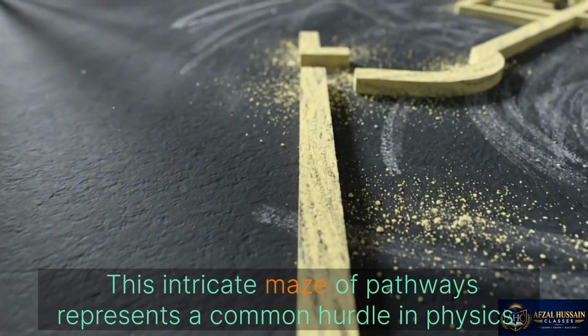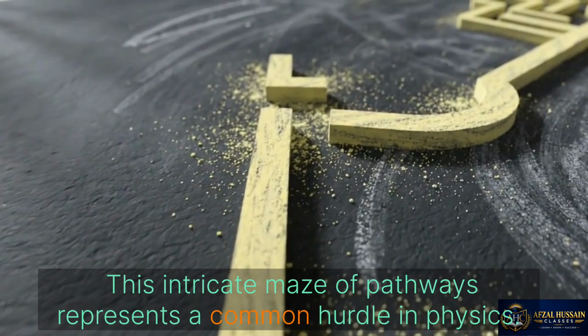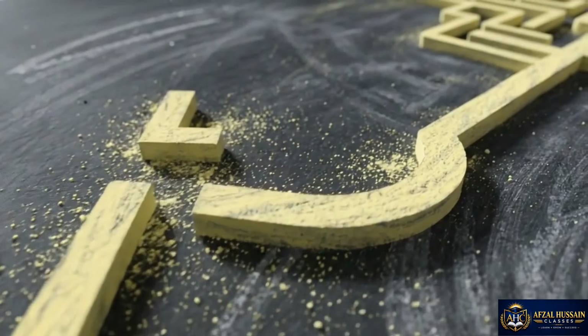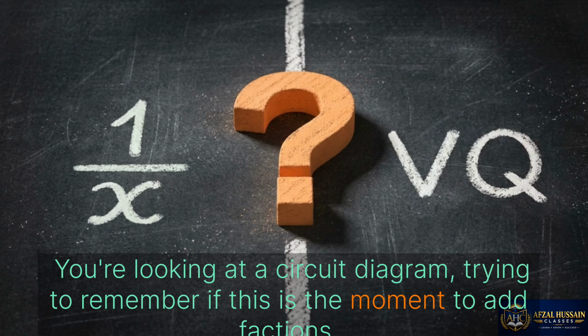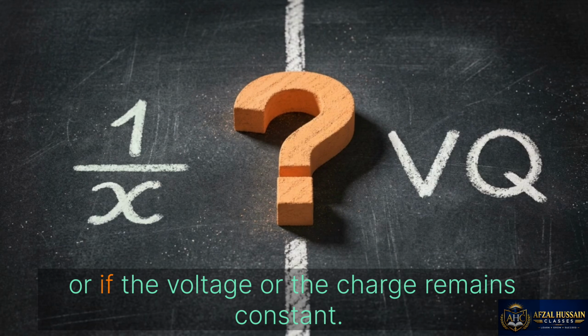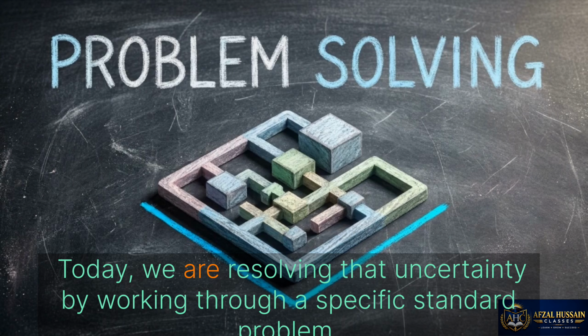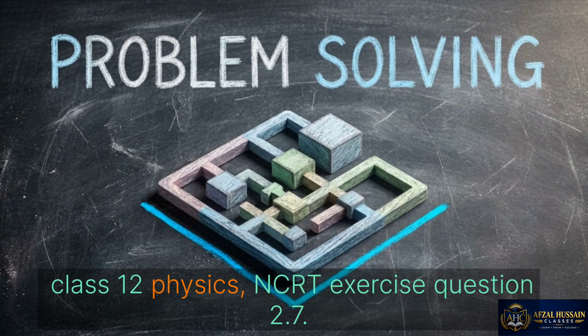This intricate maze of pathways represents a common hurdle in physics. You're looking at a circuit diagram, trying to remember if this is the moment to add fractions or if the voltage or the charge remains constant. Today, we are resolving that uncertainty by working through a specific standard problem, Class 12 Physics, NCERT Exercise Question 2.7.